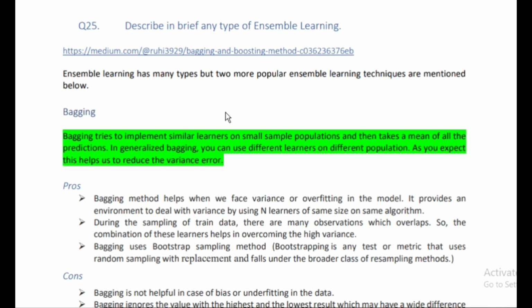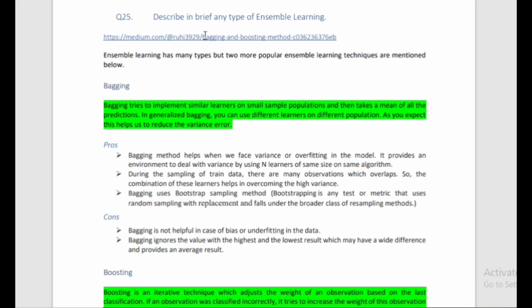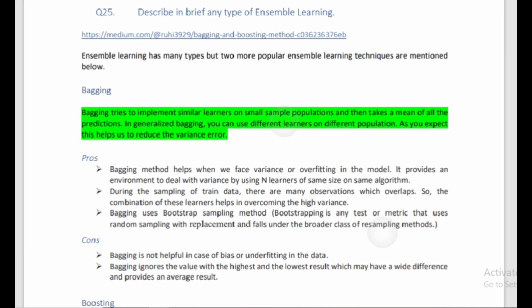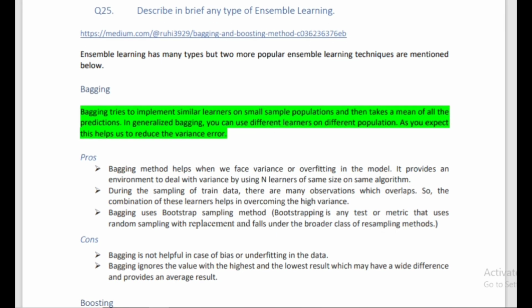Cons of using the bagging method. Bagging is not helpful in case of bias or underfitting in the data. Bagging ignores the values with the highest and the lowest result, which may have a wide difference, and provides an average result.